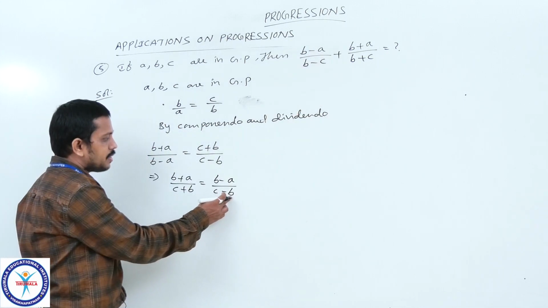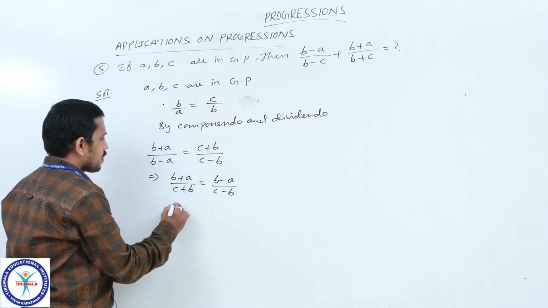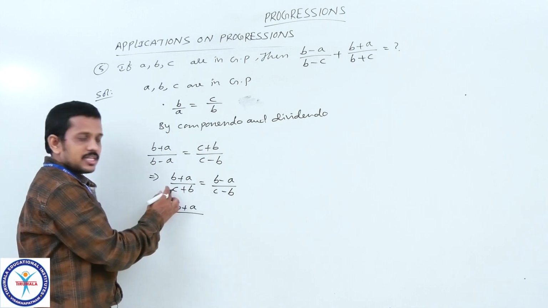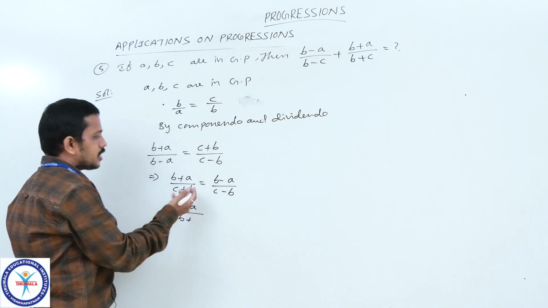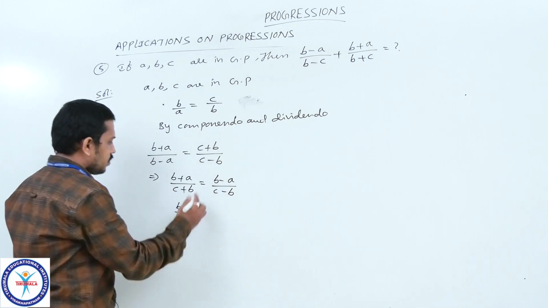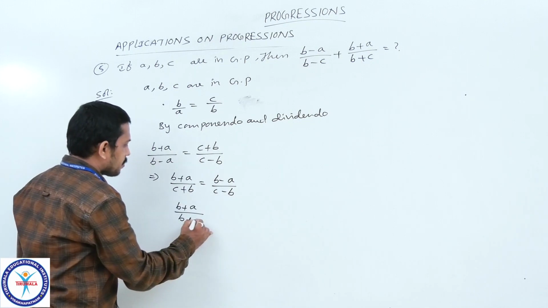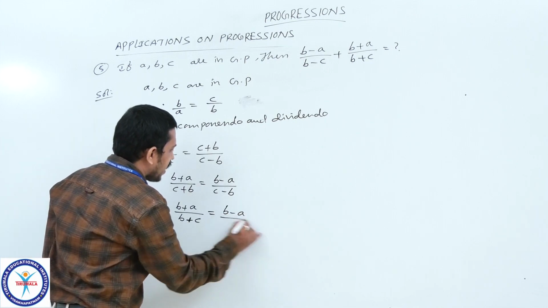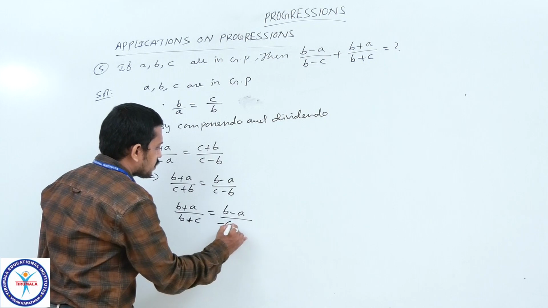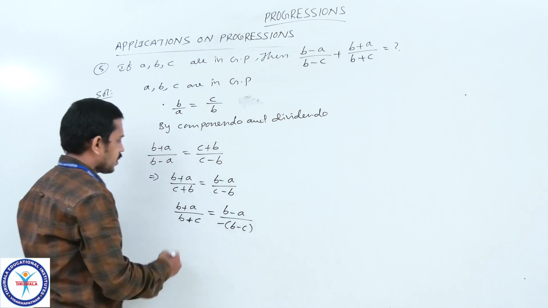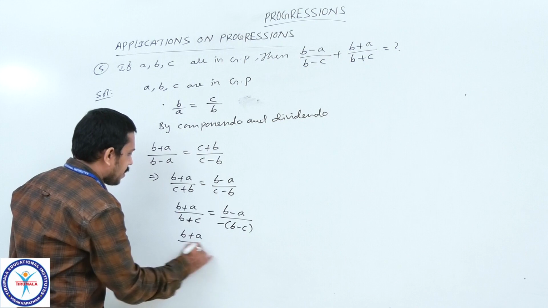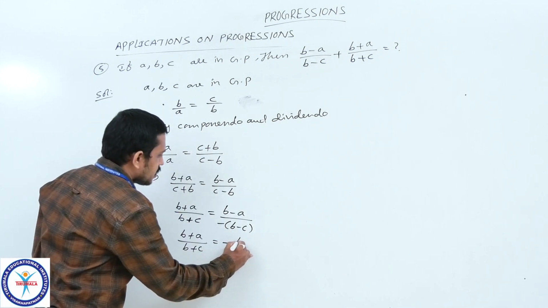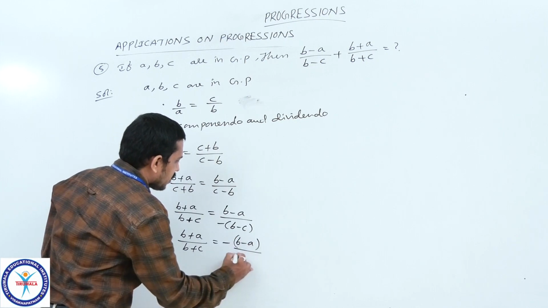Here we have C minus B. So take minus common. Then in (B plus A)/(C plus B), B plus C and C plus B are both the same because the real numbers are commutative with respect to addition. So B plus C is equal to, by taking minus common in B minus A, minus of (B minus C).